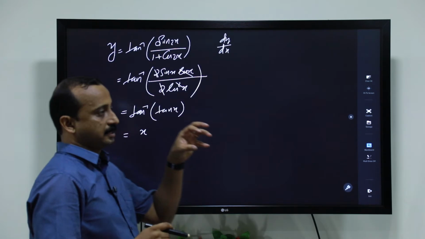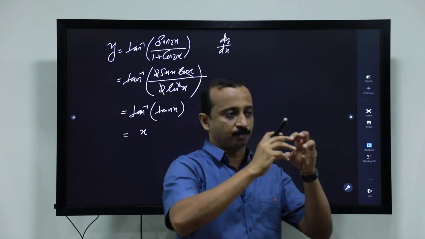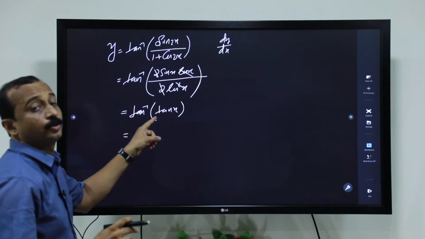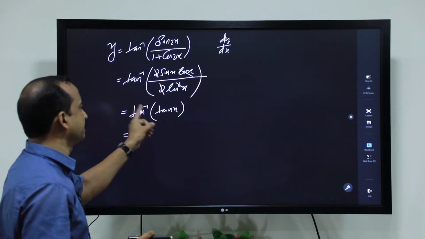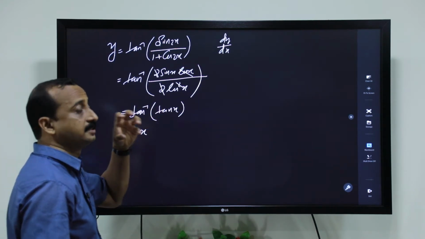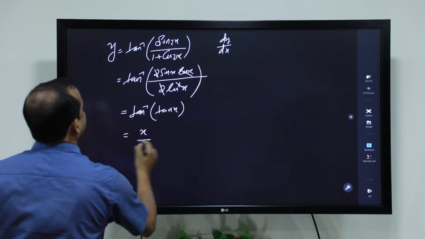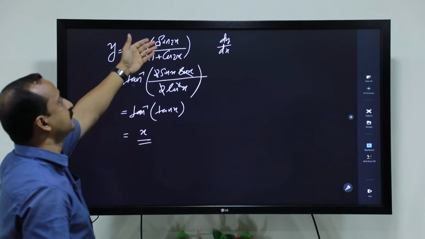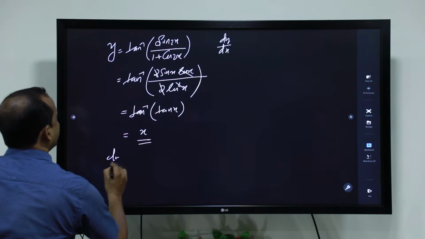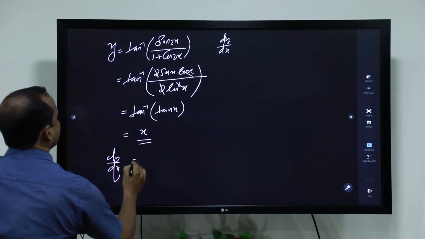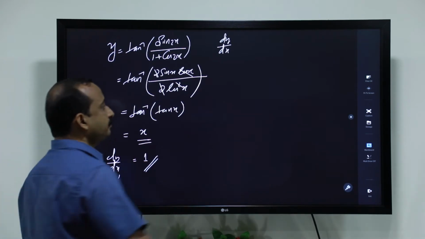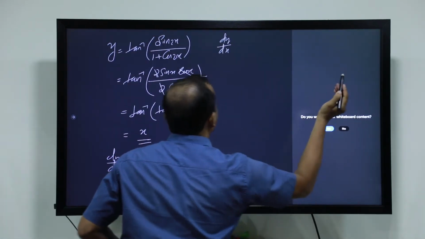A trigonometric function and its inverse function composed, that means the process of composition, give the function x. X is called an identity function. So y equal to tan inverse of sin 2x by 1 plus cos 2x has the simplified form x. Now we find its derivative dy by dx. The answer is x, and its derivative is 1. That's all.